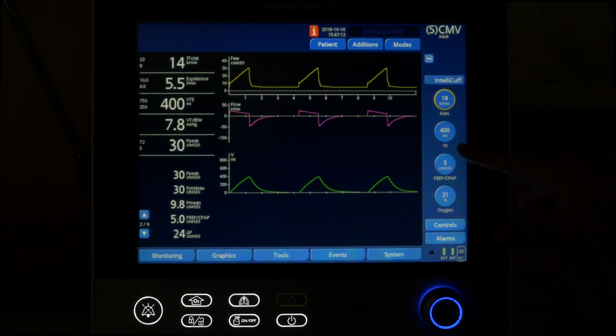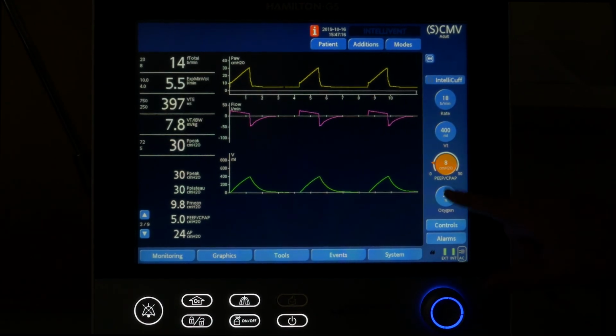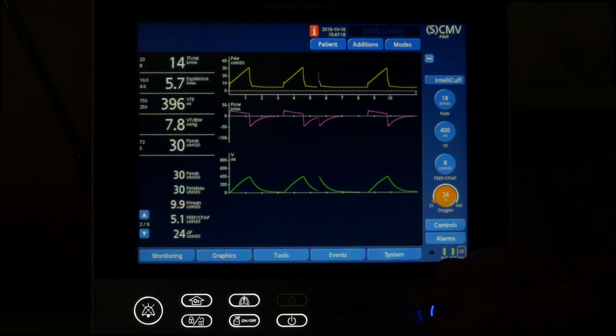You can do the volume, you can do the PEEP. Let's say I want 8 of PEEP. And let's say 40% FiO2 because my sats are in the low 80s. We're going to go slow, right? Excellent. These are the things you're going to do in real time.